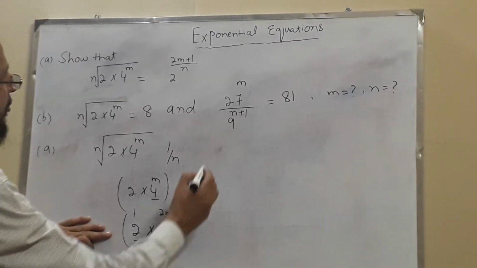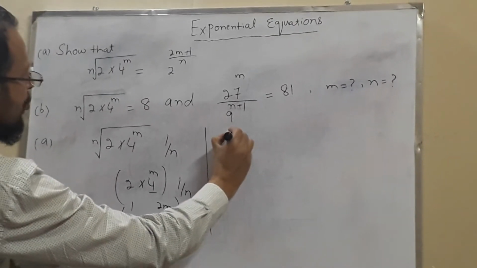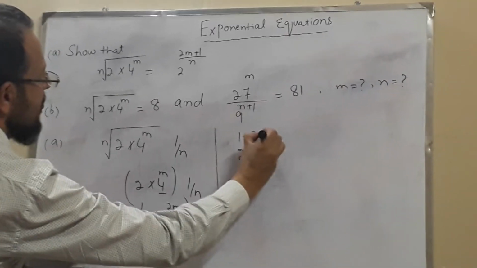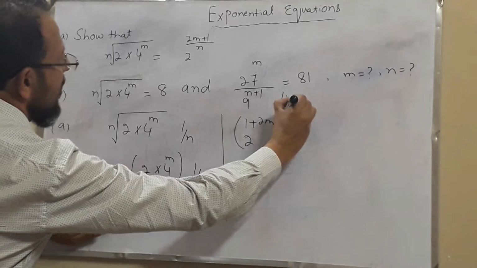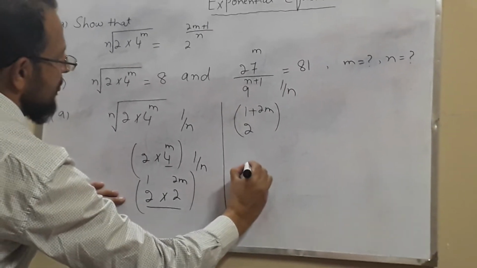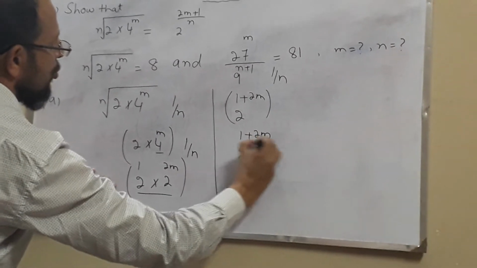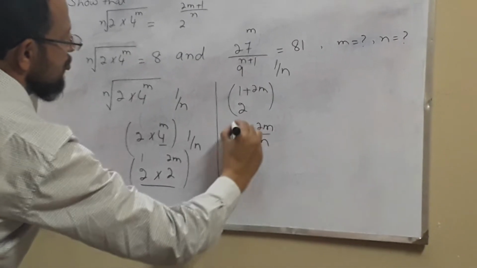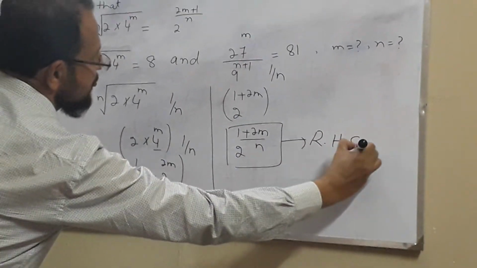So from here we can write 2 raised to the power 1 plus 2m whole power 1 over n. So this is going to be our final step. So 2 raised to the power 1 plus 2m over n, which is your right hand side.